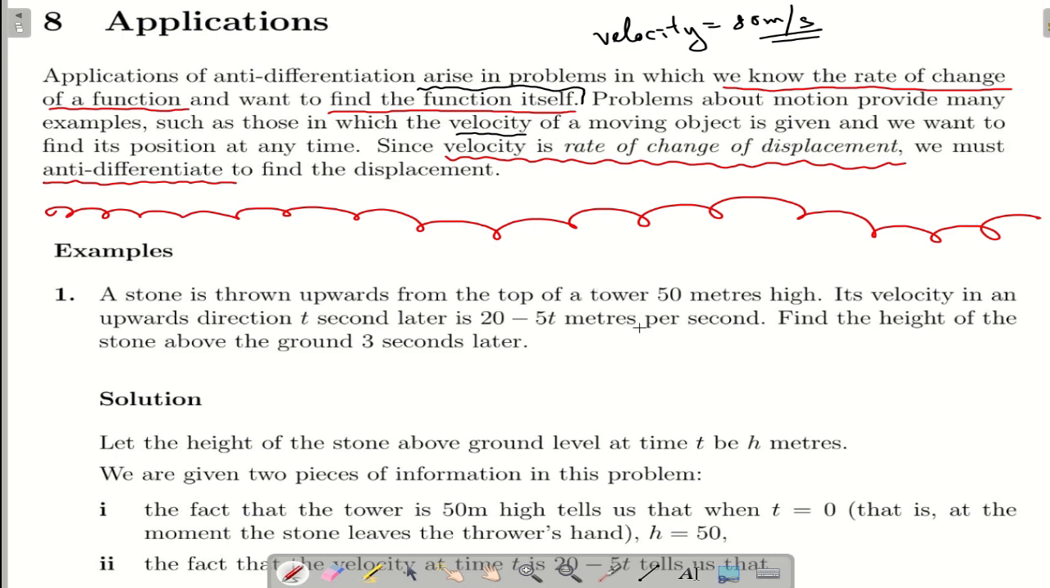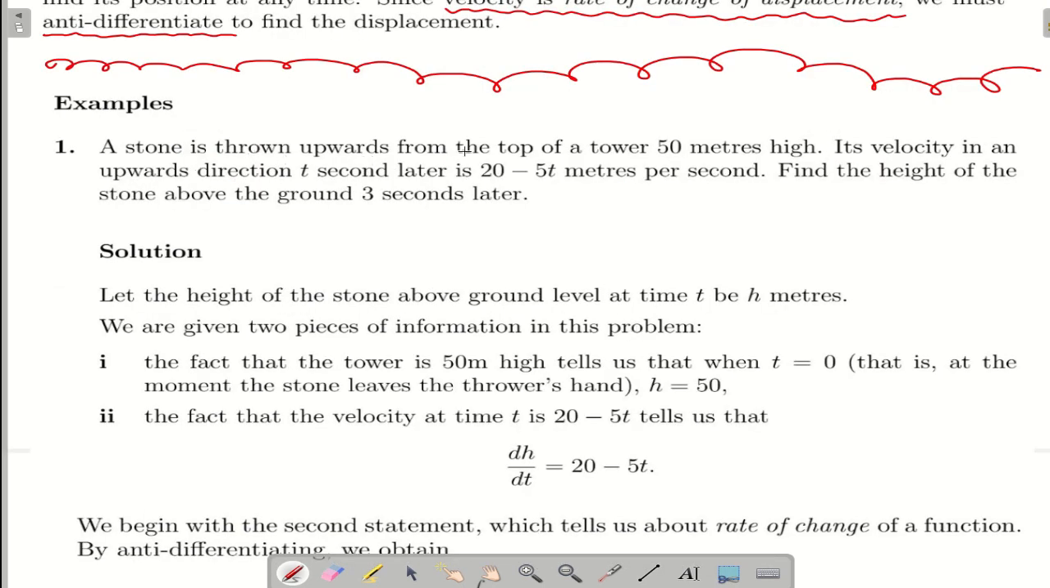And now I give you a simple example. If a stone is thrown upward from the top of a tower 50 meters high, so you draw the tower and the height here is h equal to 50 meters. And this is a stone thrown upward. Its velocity in an upward direction t seconds later is 20 minus 5t meters per second. That means the velocity ds by dt is equal to 20 minus 5t. Find the height of the stone above the ground 3 seconds later. That means when t is equal to 3, you want to find the height of the stone above the ground.